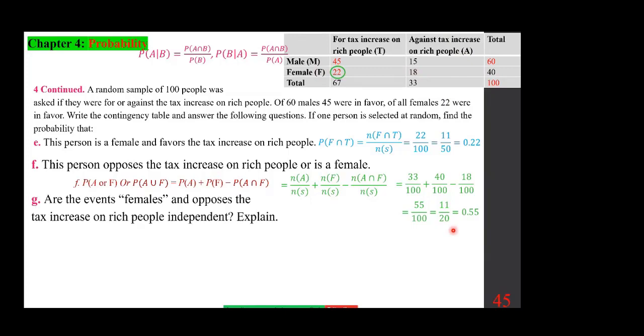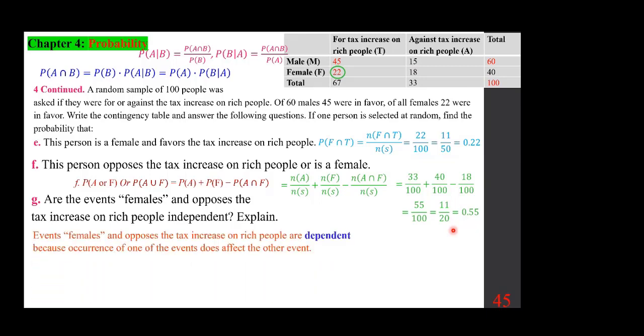Are the events females and opposes the tax increase on rich people independent? Explain. The definition of independency is as follows. Let me just write this definition. Events females and opposes the tax increase on rich people are dependent because the occurrence of one of the events does affect the other. Now, this is the definition, but it's very vague and hard to follow. Therefore, we stick with the mathematical definition of the same topic, which has formulas.